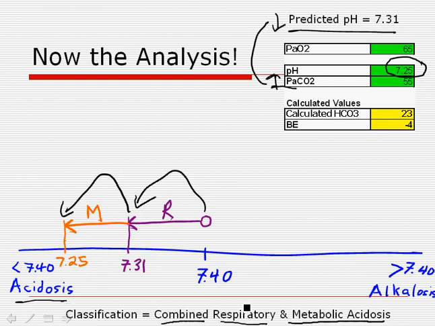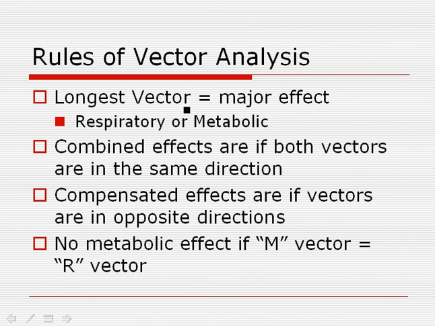All right? For a combined acidosis, it really doesn't matter which one's greater at this point. We could look at the variations in pH to see which one's contributing more, but that's not critical at this time. All right, let's review the rules of vector analysis. Firstly, the longest vector is the major effect. The longest vector indicates the major effect. When both vectors go in the same direction, this results in a combined effect, just like the one we just saw.